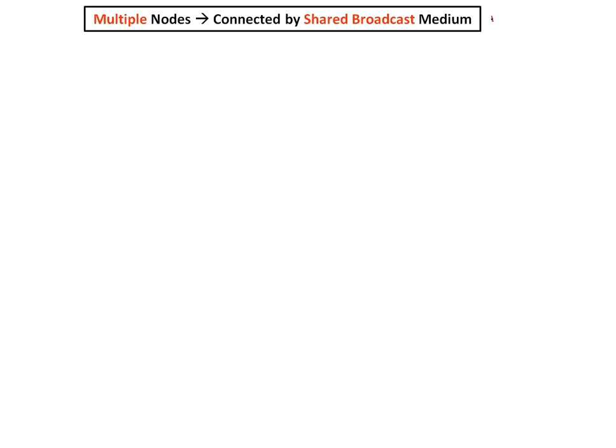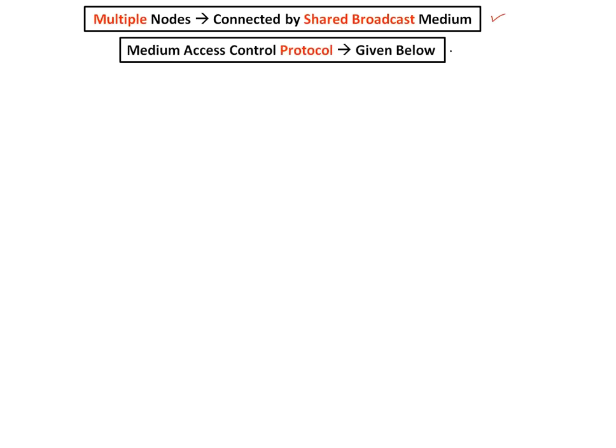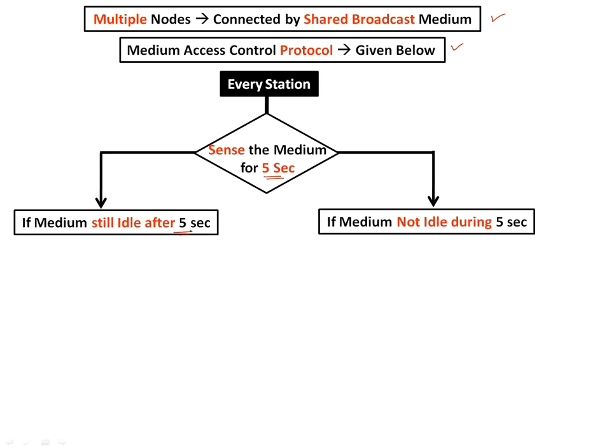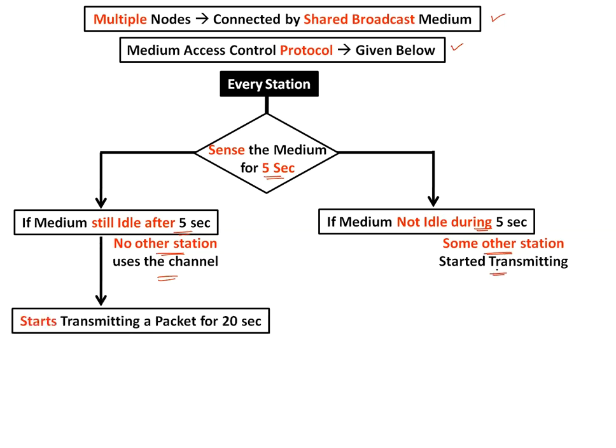Multiple nodes are connected using a shared broadcast medium, that is a common medium. For the medium access control protocol, they mentioned a different protocol. What is that? Every station will sense the medium for 5 seconds. Whichever station wants to speak must sense the medium for 5 seconds. Two things may happen: it is still idle after 5 seconds, or it is not idle. If still idle after 5 seconds, that means no other station is using the channel. If no other station speaks, then I will start transmitting a packet for 20 seconds.